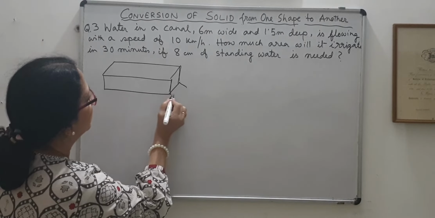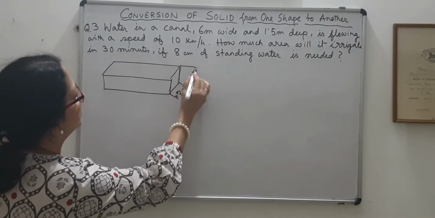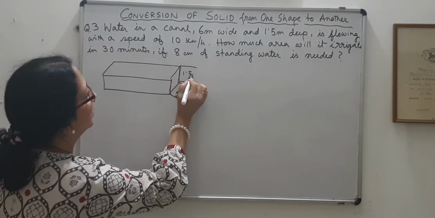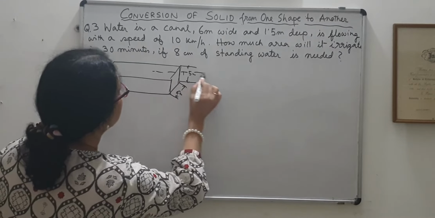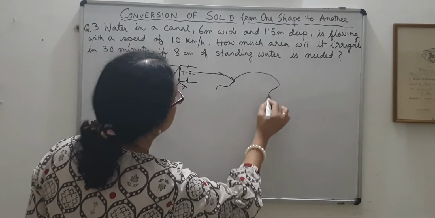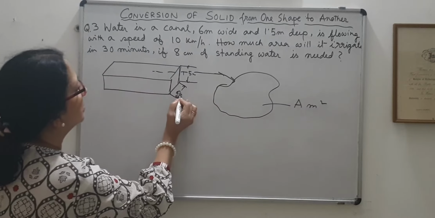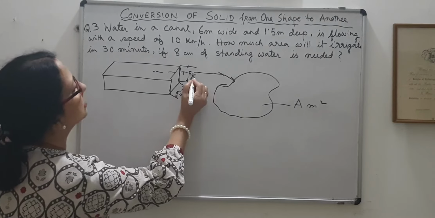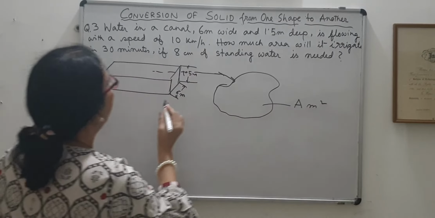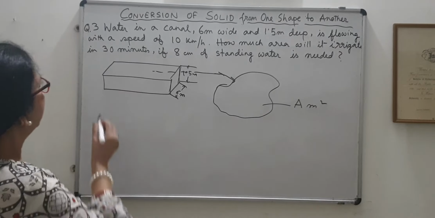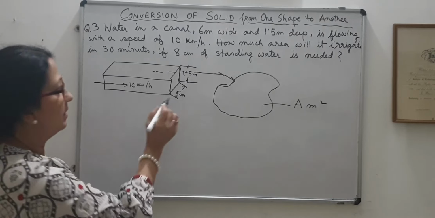So this width is given, this is your 6 meter, and this height is also given, 1.5 meter deep. So water is flowing, that is water is coming and falling in some area which is to be irrigated, and say this area is A meter square, because all are in meter. Water is flowing with a speed of 10 km per hour in the canal.